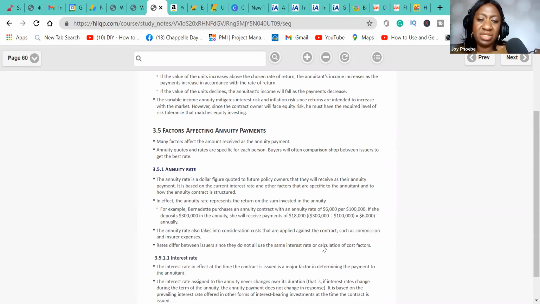Okay, so let's talk about factors that affect annuity payments. Factor number one that affects annuity payment is the rate. The annuity rate is a dollar figure quoted to the future policy owner that they will receive, because an annuity is driven by your rate and the principal you're contributing. So for instance, if you have $10,000 and your rate is 5%, that's what you're going to get. And if the rate you're getting is 10%, then that increases the amount you're going to get. So that's annuity for you. It's driven by rate.